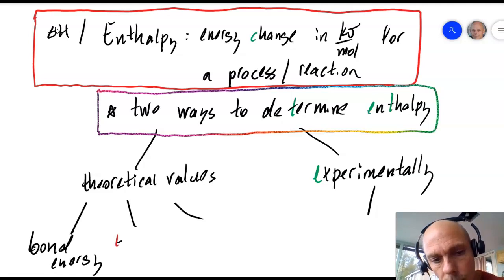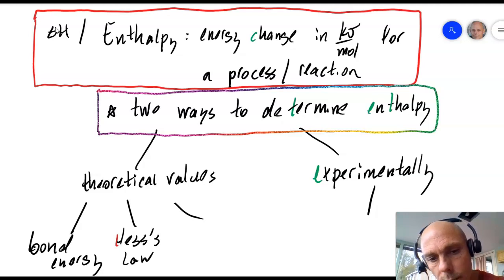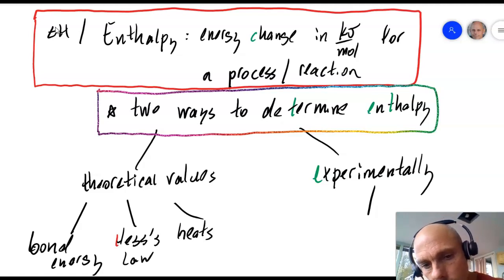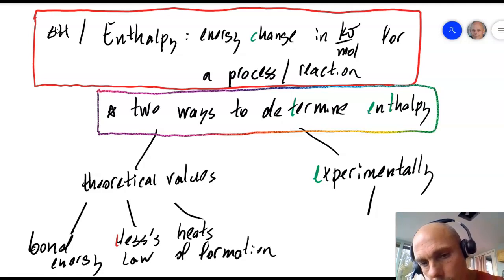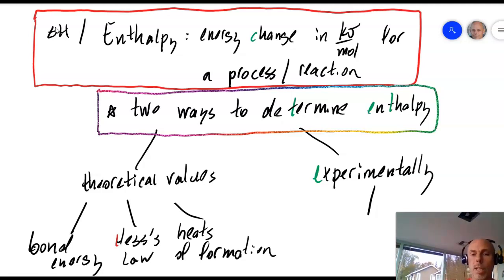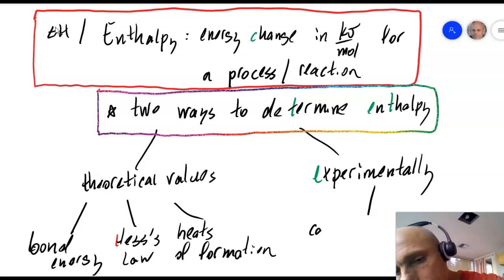One of those ways we're going to learn about today is called Hess's Law. One of those ways is using what's called heats of formation, and that's also what today's lecture is going to be about. And then the other main way, the experimental method to determine enthalpy, is based on what's called calorimetry.